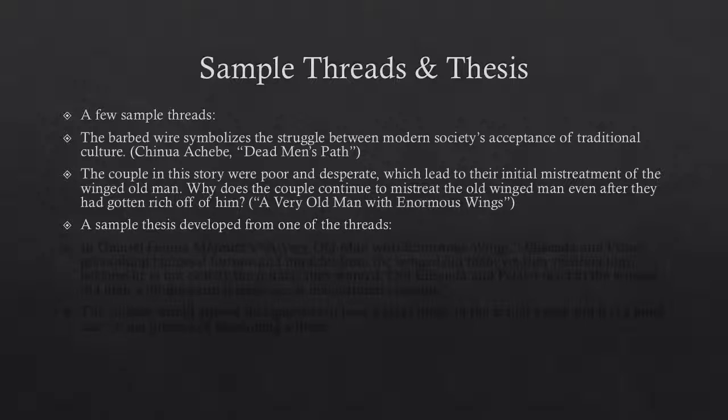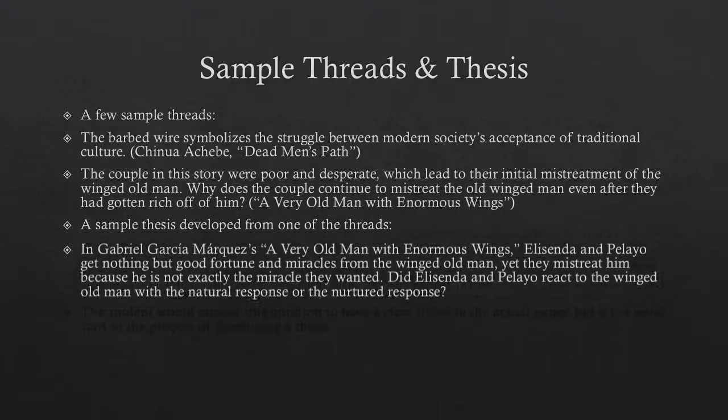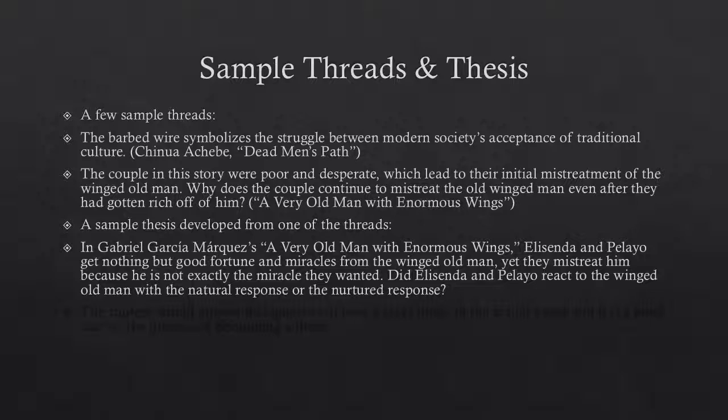So I've just given you a couple examples to illustrate what a thread is. Here's now a thesis the student developed from that thread we just saw on A Very Old Man with Enormous Wings. So the student goes on to say that the couple get nothing but good fortune and miracles from the winged old man, yet they mistreat him because he is not exactly the miracle they wanted. So there's a little disappointment there. That answers the question from the thread.